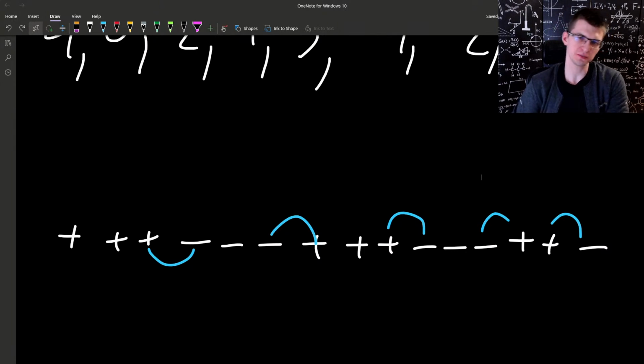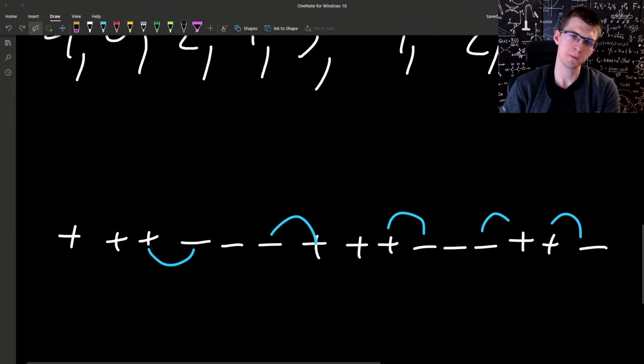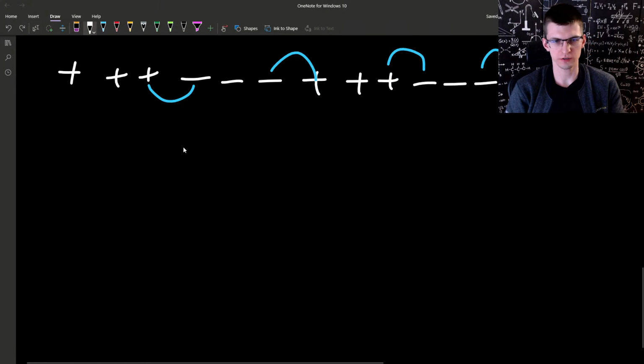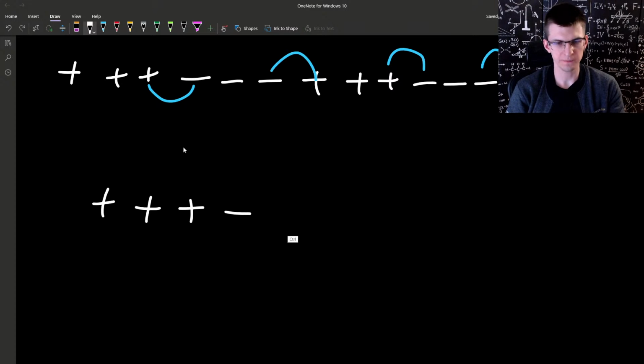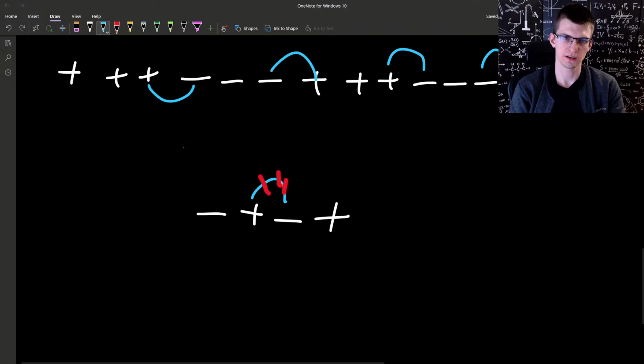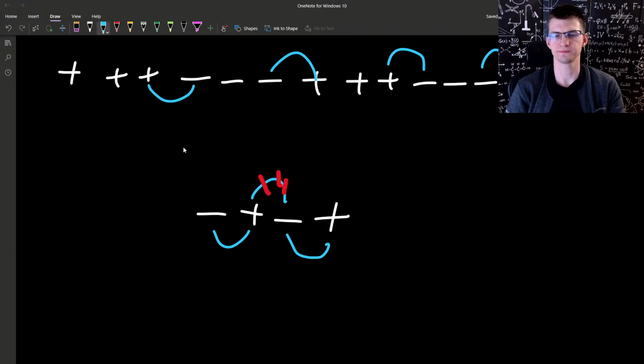Maybe I should first assume that everything is connected with yellow, and then I would think how much I can save with blue. Does it ever hurt if I see plus and minus next to each other? Does it ever hurt to say that they should be connected? Yes, if this is the case, then actually, instead of that, I should connect it like this.